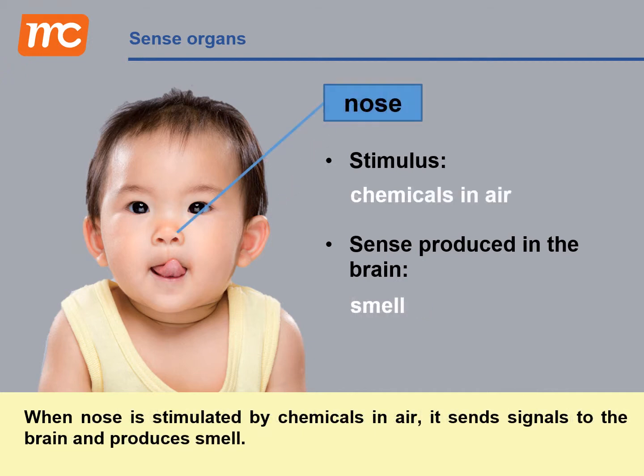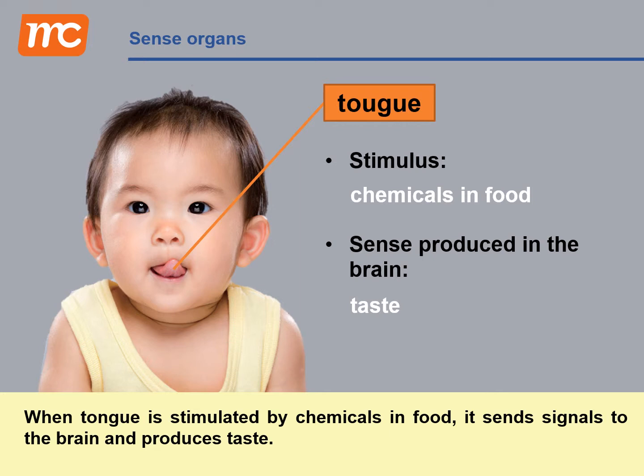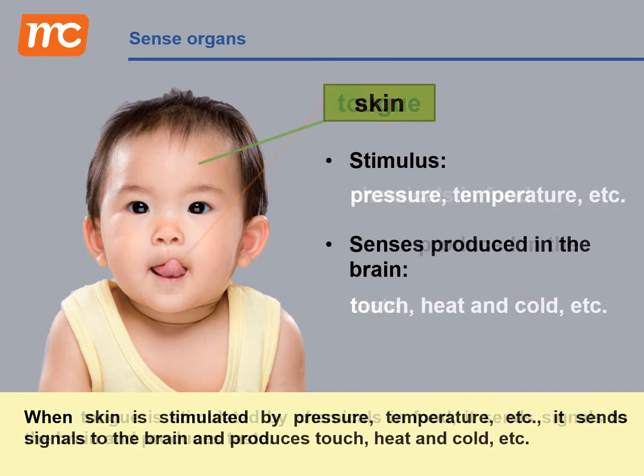When the nose is stimulated by chemicals in air, it sends signals to the brain and produces smell. When the tongue is stimulated by chemicals in food, it sends signals to the brain and produces taste. When the skin is stimulated by pressure, temperature, etc., it sends signals to the brain and produces touch, heat and cold, etc.